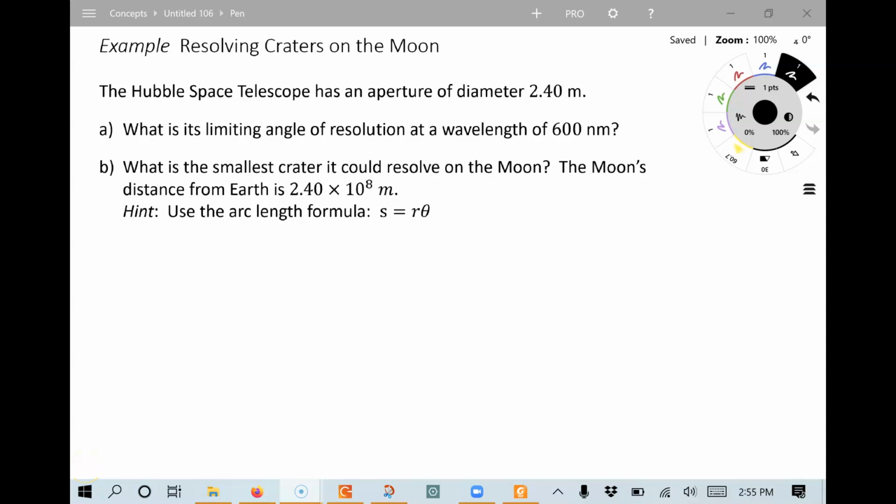Hi, this is an example problem about Rayleigh's criterion for resolvability. This is from chapter 7. Pause for a moment to read the question.